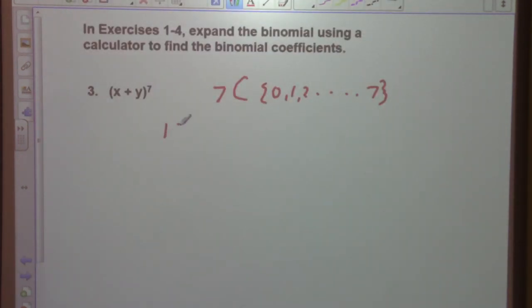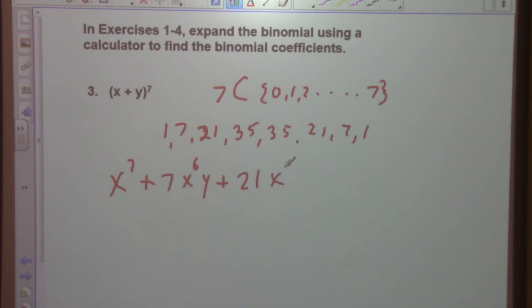1, 7, 21, 35, right? I got 21 instead of 35. 21 instead of 31, yeah. Like here, yeah. And then you'll have 35, 21, 7, 1. And so you can just write down your answer. So we have x to the 7th power plus 7 x to the 6th y, plus, what's the next one?